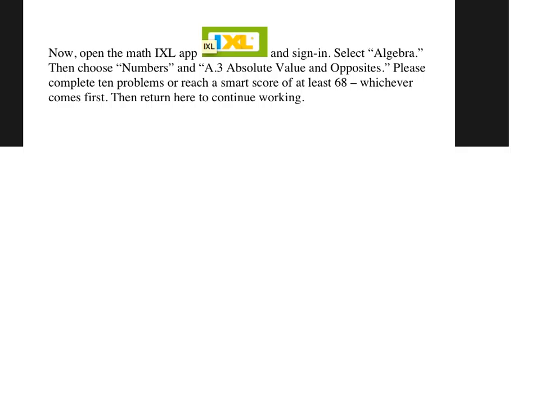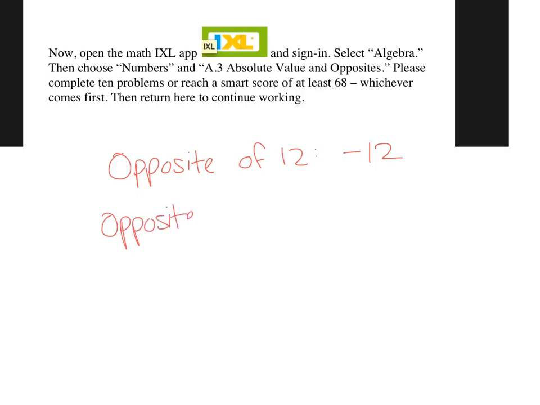Keep in mind, absolute value comes out positive, and when they talk about opposites, opposites are where you just flip the sign. So if they ask for the opposite of 12, you would say -12. If they ask you for the opposite of -3, you would say +3. You do the opposite sign.